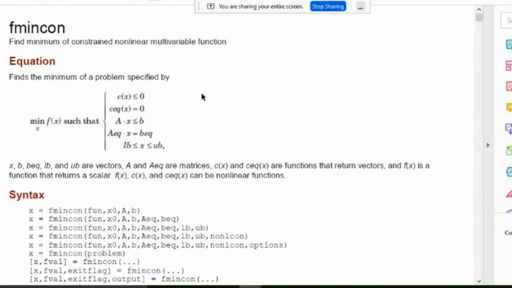Right hand side must be 0. Then the third one is linear inequality type constraints, Ax less than or equal to b.